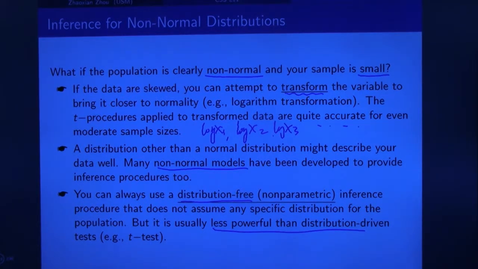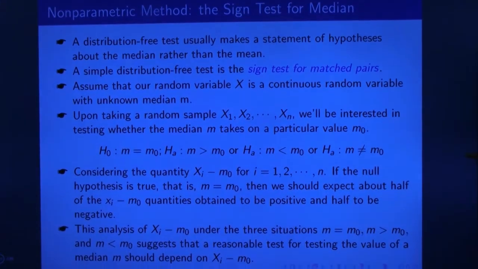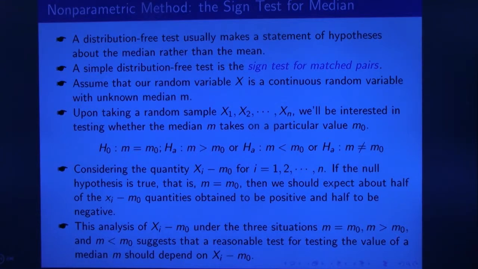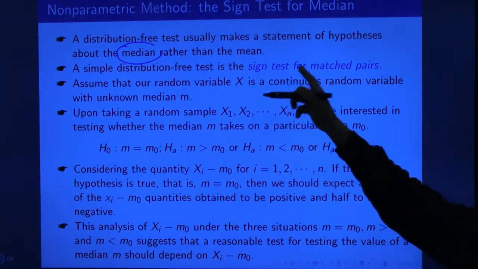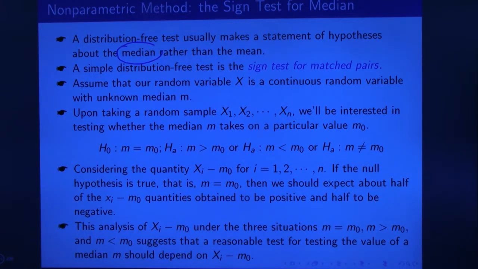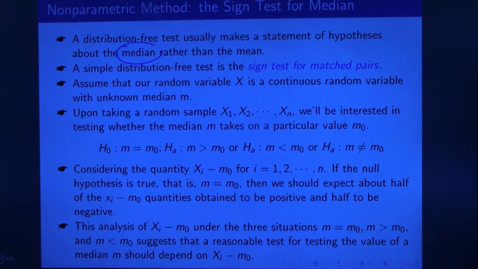One example of this distribution-free model is the sign test for medians. And we are going to discuss in detail this method, the sign test. A distribution-free test usually makes a statement of a hypothesis about the median rather than the mean. Right? So here is the difference. In the previous unit, we discussed the population mean. We estimate the mean with z-test or t-test. But in the sign test, we are going to make a statement of hypothesis about the median, not the mean.